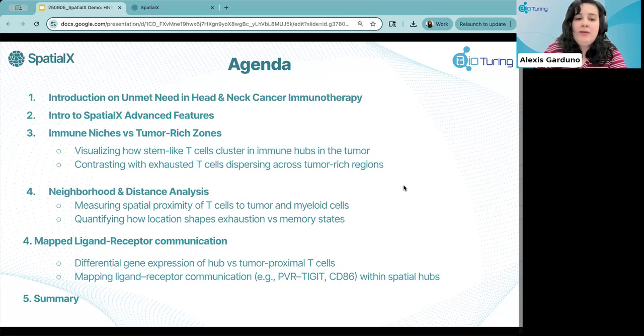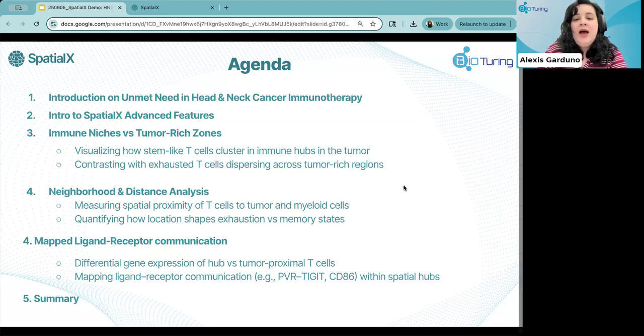The first aim will focus on the immune niches versus tumor-rich zones in the tissue microenvironment. This will be explained in terms of features where you can visualize specific gene targets, or the transcript of your gene, within the image. Specifically, in this case, we focus on T cell clusters and how these can relate to immune hubs in the tumor.